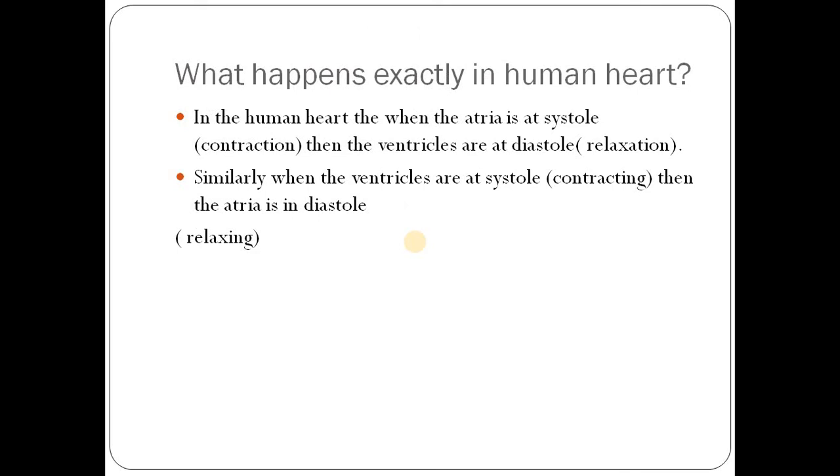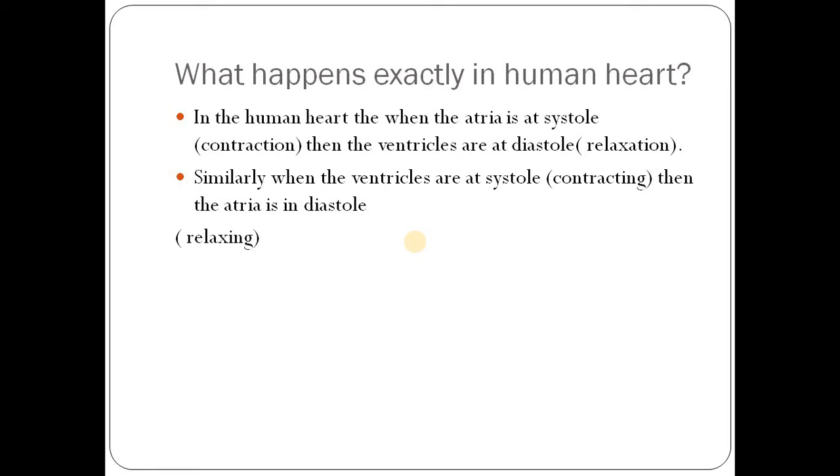Alright, now moving ahead, what happens exactly in the human heart? In the human heart, you have to remember, when the atria are at systole, that is contraction, then the ventricles are at diastole, that is relaxation. So if I say atrial systole, then the ventricles are doing what? They are in diastole.